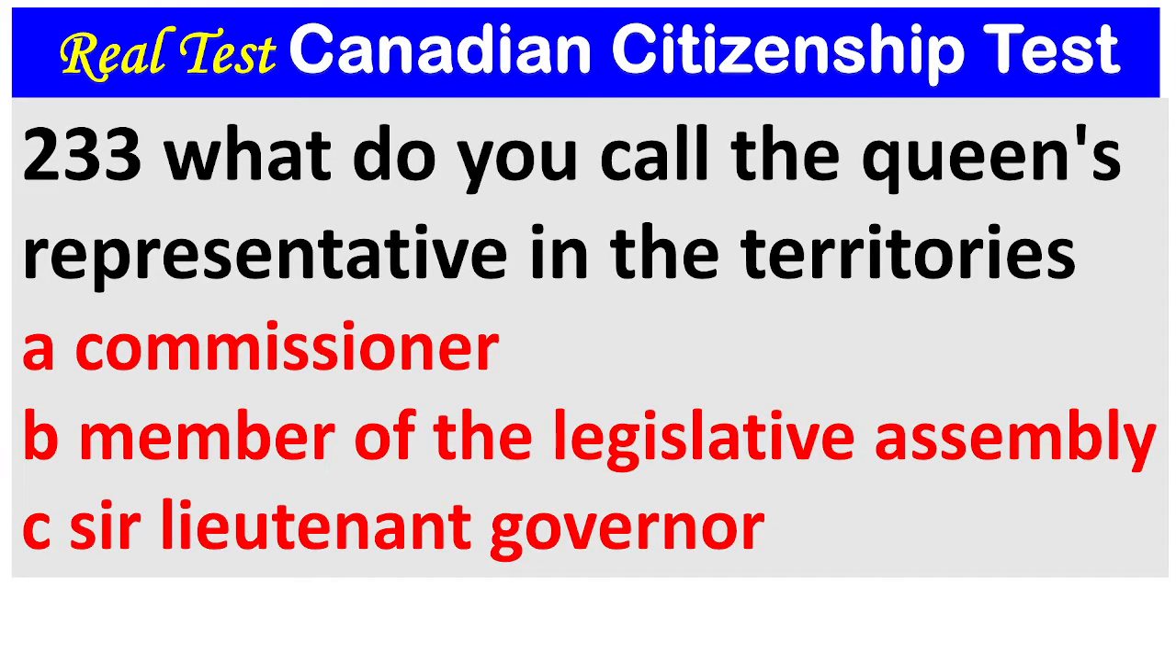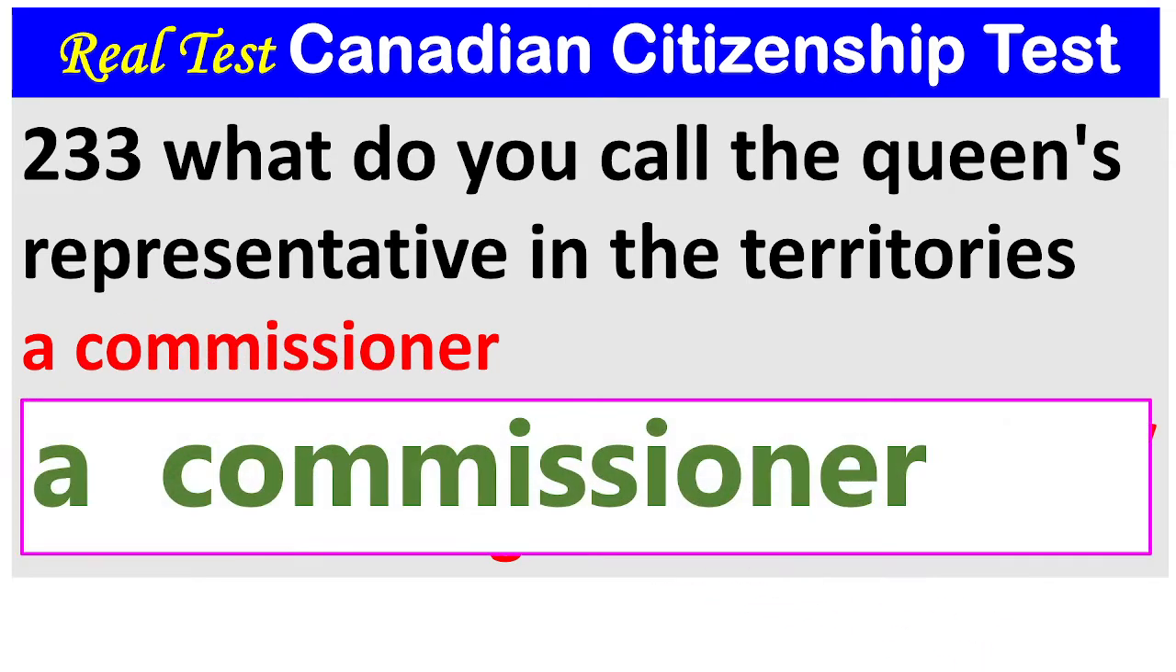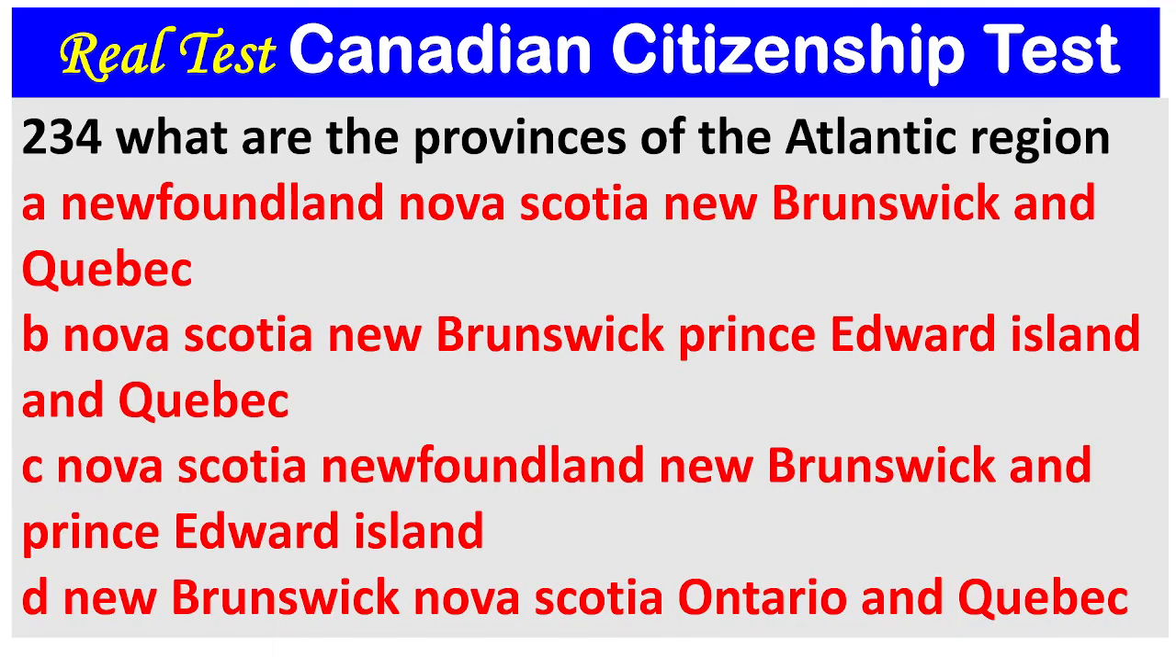Question 233. What do you call the Queen's representative in the territories? A. Commissioner. B. Member of the Legislative Assembly. C. Lieutenant Governor. The answer is A. Commissioner.